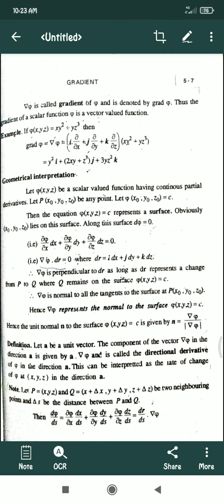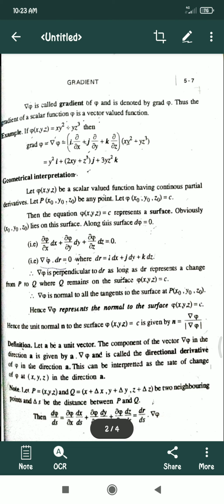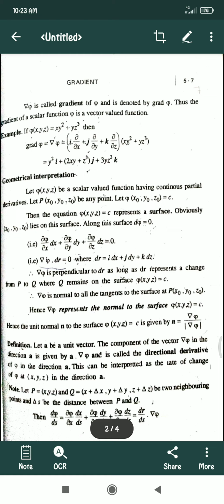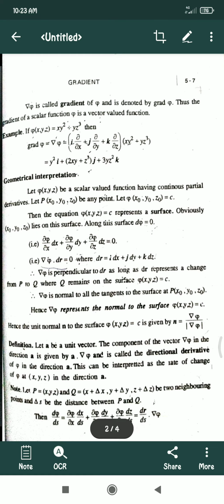Here the pi function is given as x y square plus y z cube. So initially we find gradient pi. Here we have to apply the symbol of gradient. So we have del pi, which is equal to, by the formula, i dou pi by dou x, j dou pi by dou y and k dou pi by dou z. Instead of pi we have to substitute the value x y square plus y z cube. So now we differentiate with respect to x, y and z along i, j and k. So here we have the gradient value.